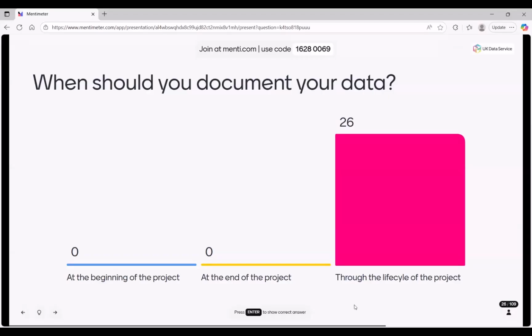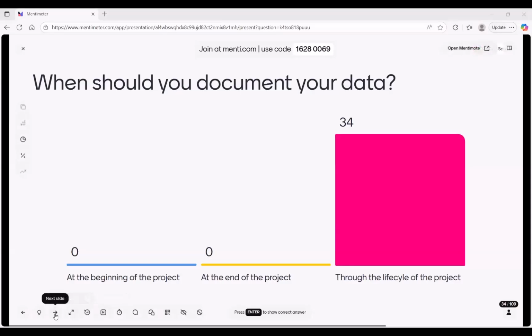So when should you document your data? Yes, that's right. Throughout the life cycle. Thank you, Sonia, that you are loving the Menti. Thank you very much. Yeah, that is right. You should document your data throughout the entire research project from start to finish.